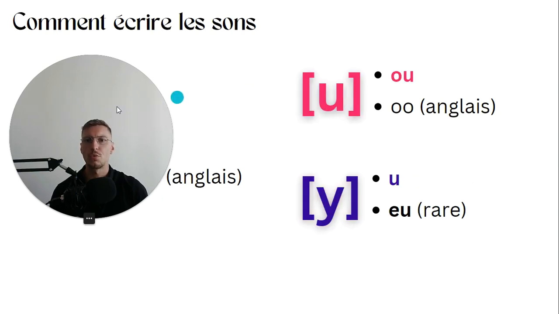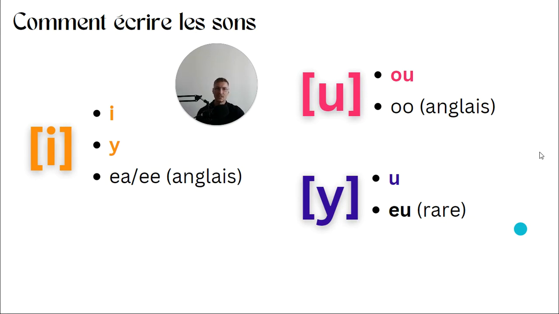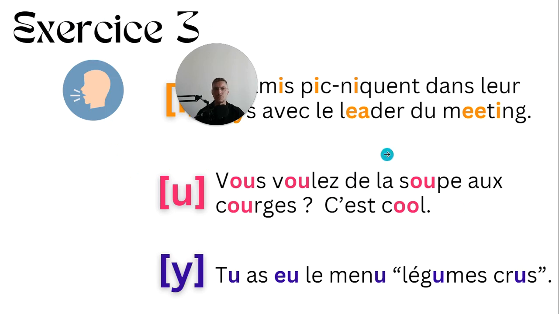So, here's a brief summary of how to write these sounds, okay? So, the sound E in French really comes from the letter E or Y. These 2 spellings come from English words, okay? We don't have French words that use this, but I still put them, like leader is an English word that we use in French, and meeting as well. These are very common words that we use very frequently. We use them with a French accent actually. Like we don't say the English way, we say avec le leader du meeting in French.